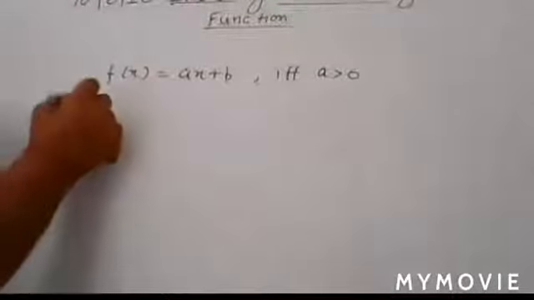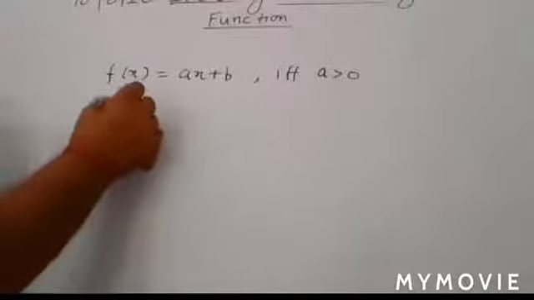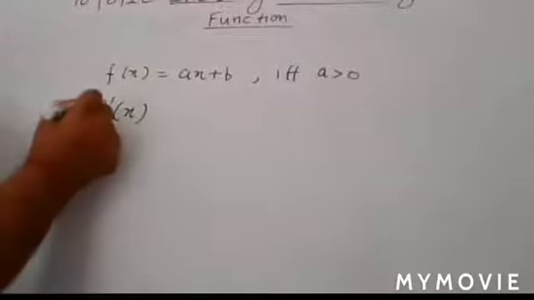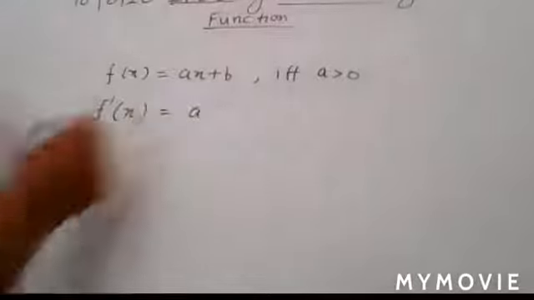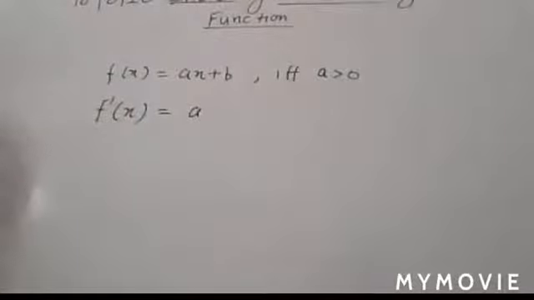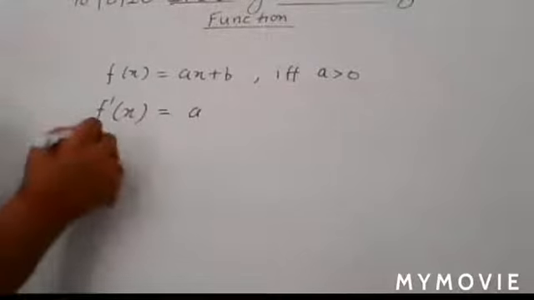So what you do? First you differentiate it. So find its differentiation f'(x). So the value of f'(x) is equal to what? a. Its value is a. और b के लिए क्या हो गया? 0.